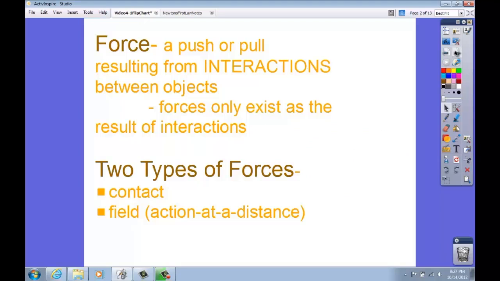We can classify forces into two types: a contact force, which requires physical touching between two objects, and a field force, or sometimes they call it an action at a distance force, which is exerted without contact. So an example of a contact force would be friction. An example of a field force would be gravity, and we have already started to study gravity by looking at free fall in Chapter 3.